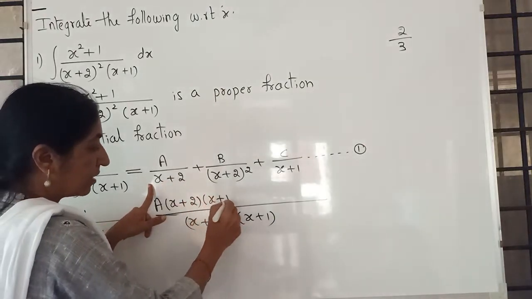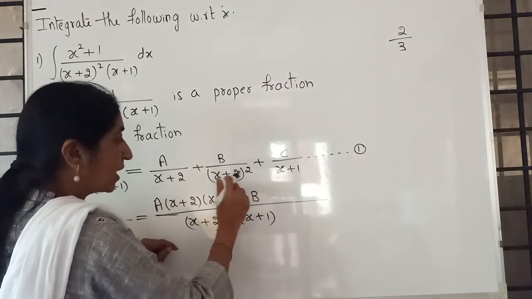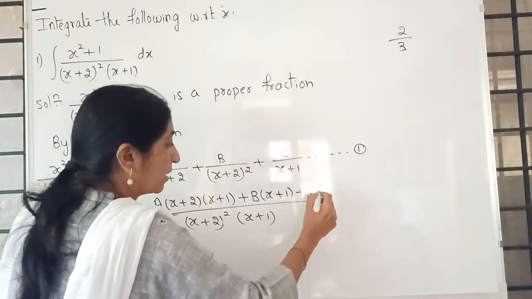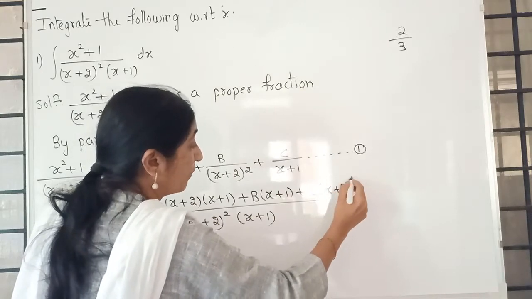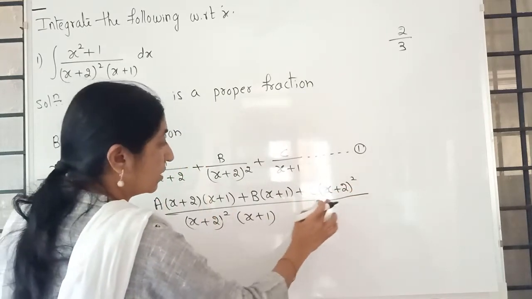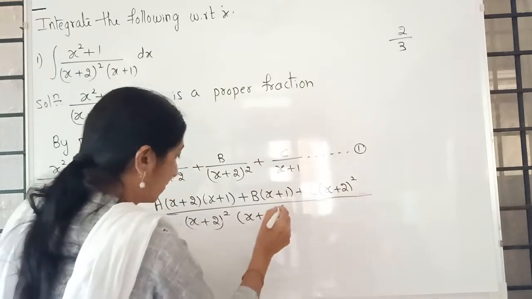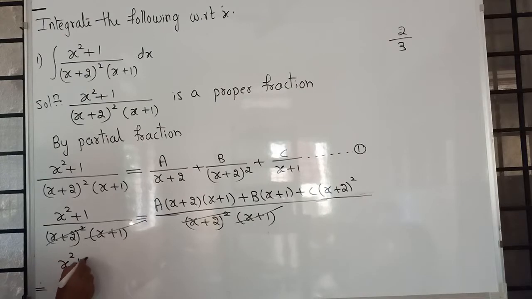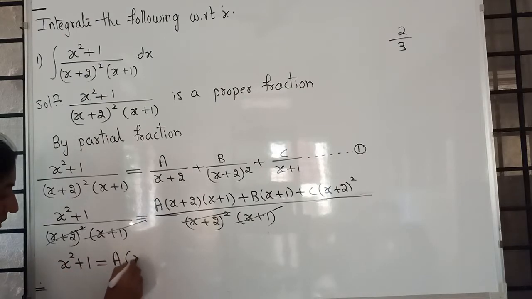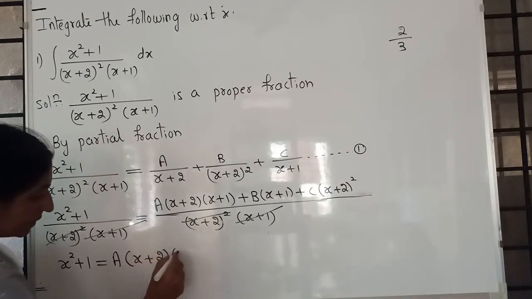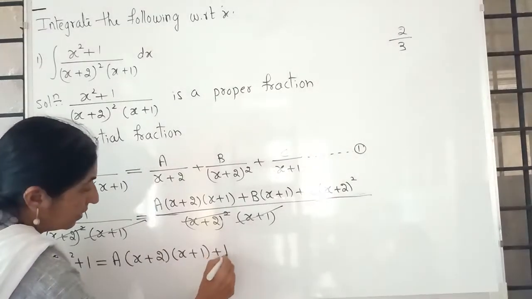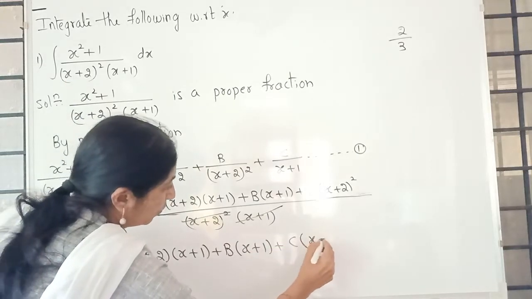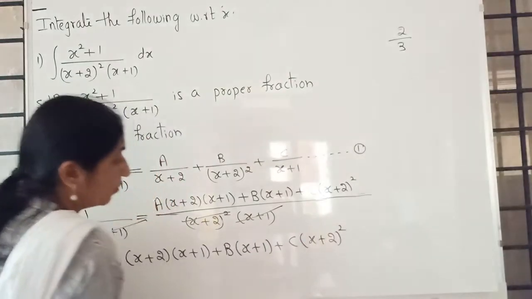And one more is (x plus 1). With B, (x plus 2) whole square is already present, write down (x plus 1). With C you have to write the highest power, not just (x plus 2). Understood? The highest is (x plus 2) whole square. These terms get cancelled. Write down the remaining terms: x square plus 1 is equal to A into (x plus 2) into (x plus 1) plus B into (x plus 1) plus C into (x plus 2) whole square.